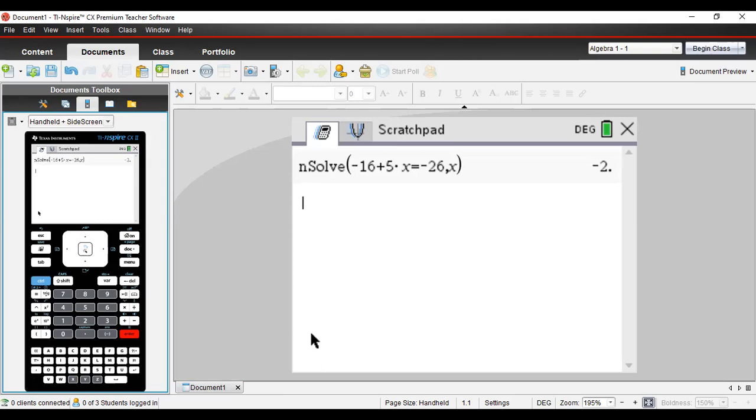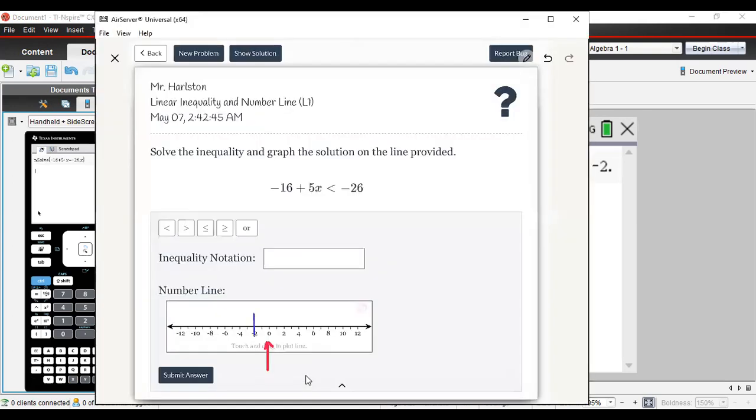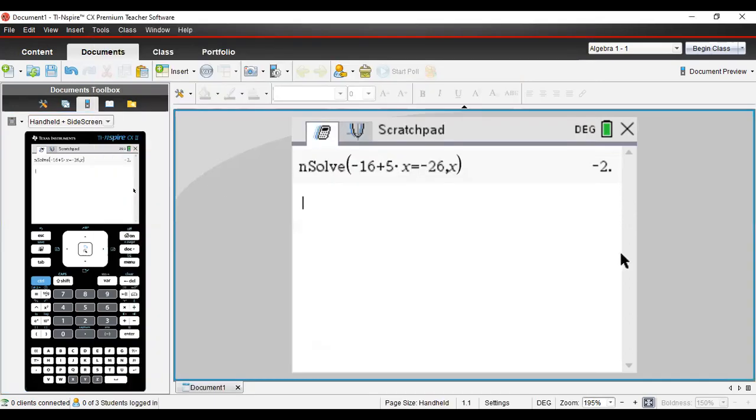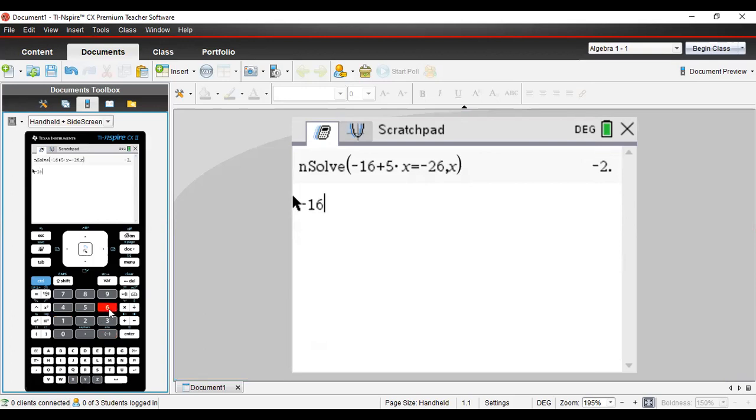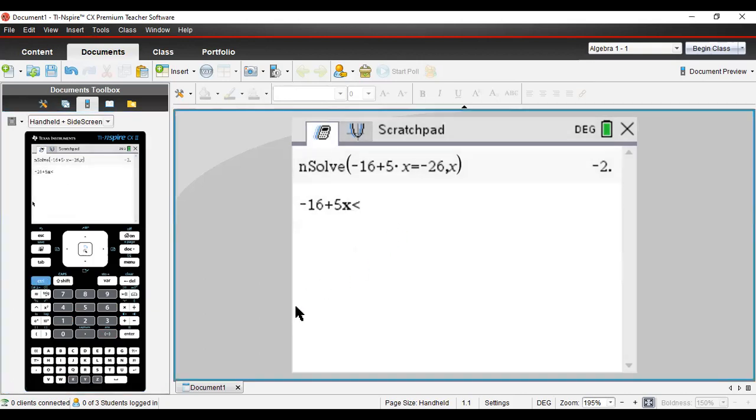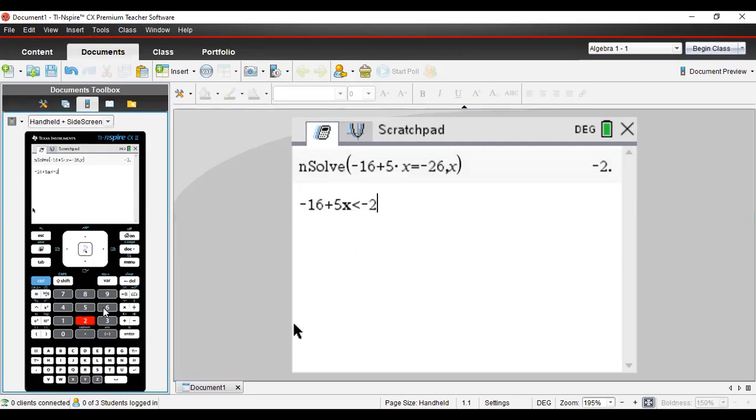So I'm going to go to the number line and the boundary is going to be a negative 2. The question is, is it greater than a negative 2 or is it less than a negative 2? Well, we're going to use 0 and we're going to find out. So remember, we've got 0 already solved. So all we're going to do is a negative 16 plus 5X is less than a negative 26. And let's see, we got false.